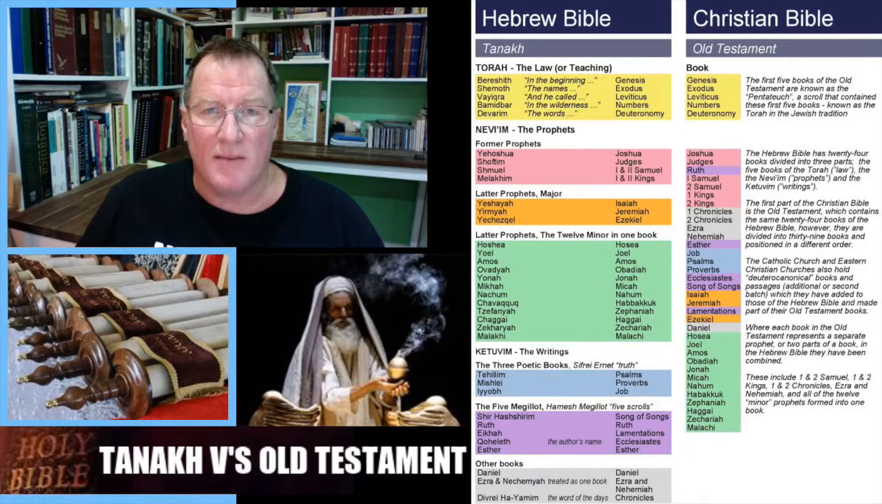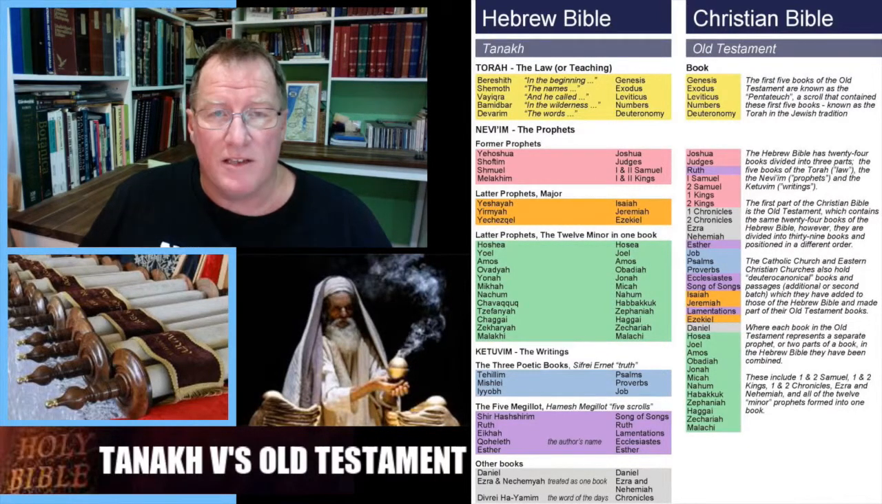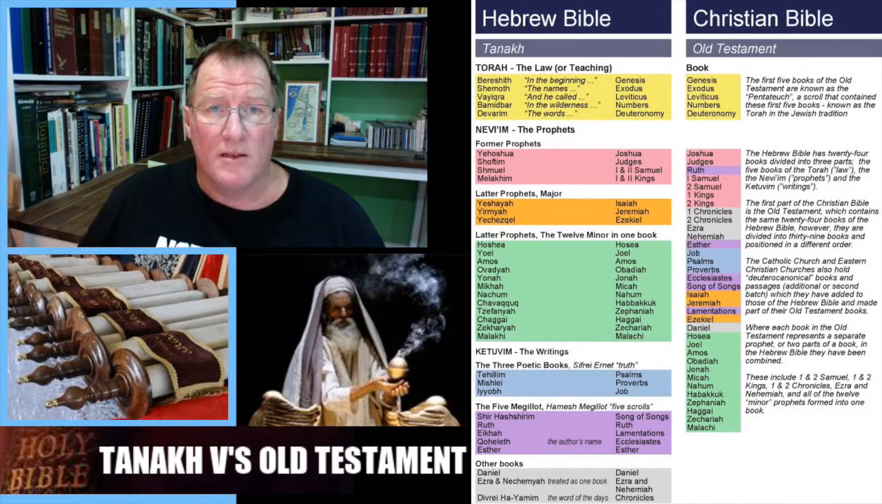Beside me there's a table which shows the difference between the Hebrew Bible and the Christian Bible. The significant thing here is that the actual books of the Bible do not differ at all. The difference is actually in the layout. So on the left-hand side closest to me, I have the layout for the Tanakh, or the Hebrew Bible, and furthest away from me is the layout for the Old Testament of the Christian Bible.